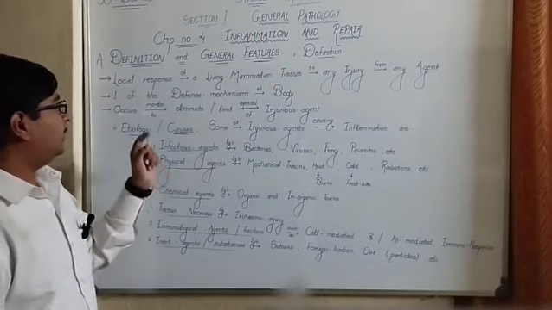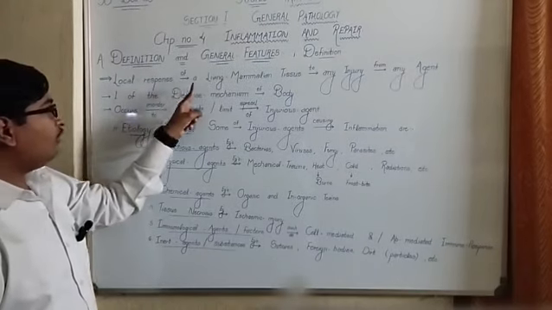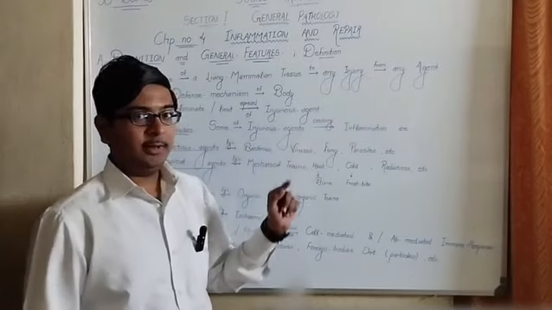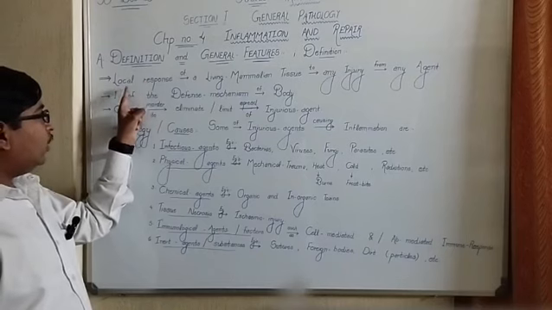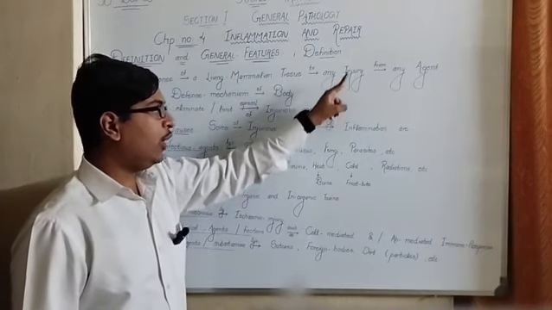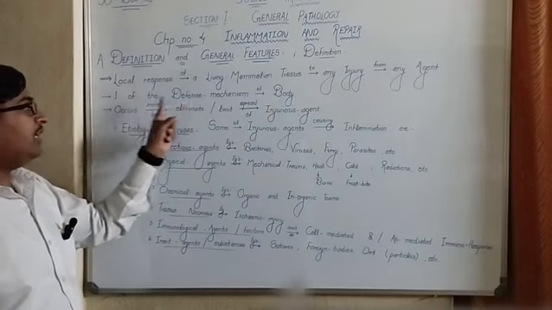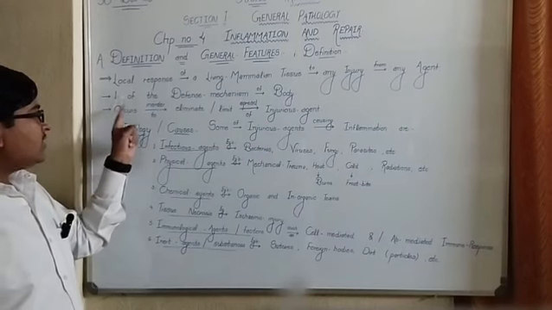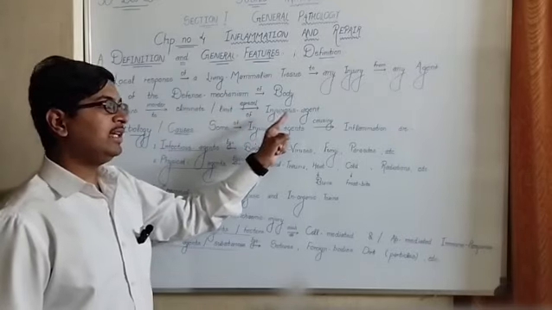Definition of inflammation. Inflammation is defined as a local response of a living mammalian tissue to any injury from any agent. I'll repeat once again. Inflammation is defined as a local response of a living mammalian tissue to any injury from any agent. Inflammation is one of the defense mechanisms of our body. It occurs in order to eliminate or limit the spread of injurious agents.